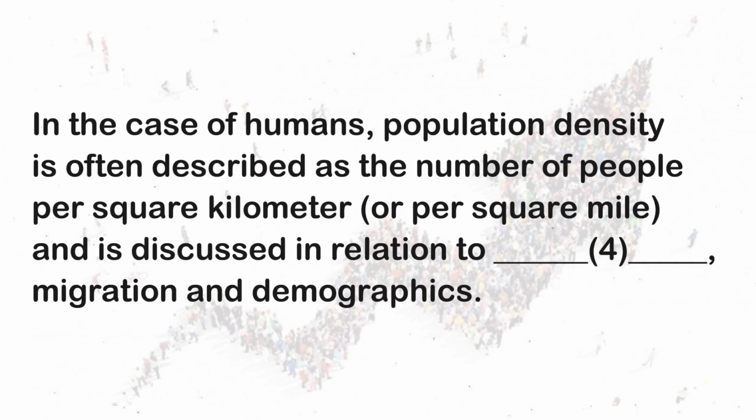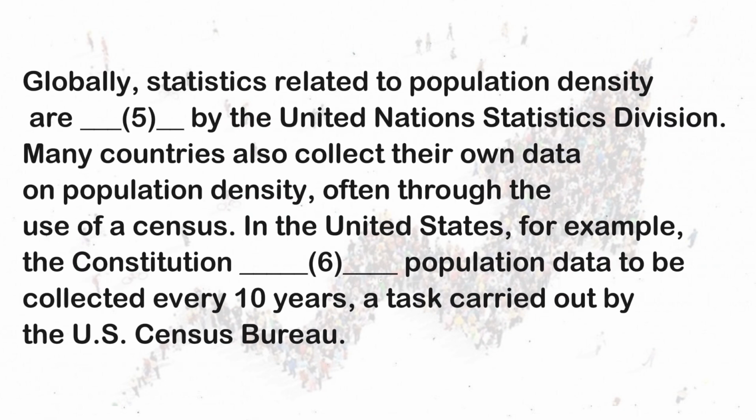In the case of humans, population density is often described as the number of people per square kilometer or per square mile, and is discussed in relation to urbanization, migration, and demographics. Globally, statistics related to population density are tracked by the United Nations Statistics Division. Many countries also collect their own data on population density, often through the use of a census.